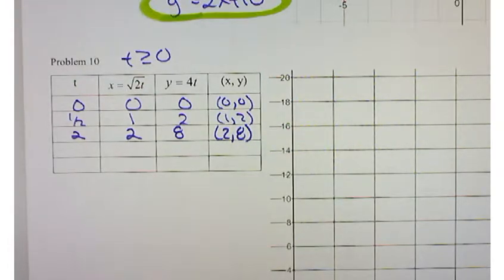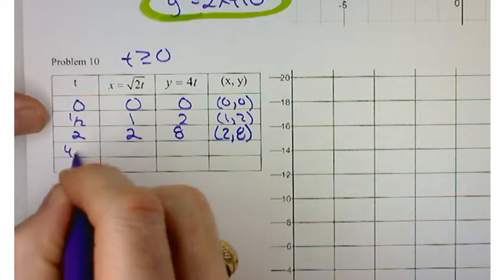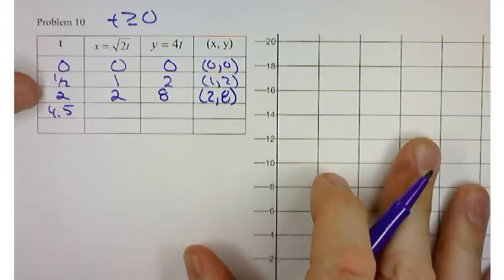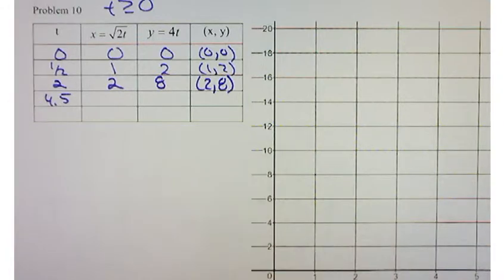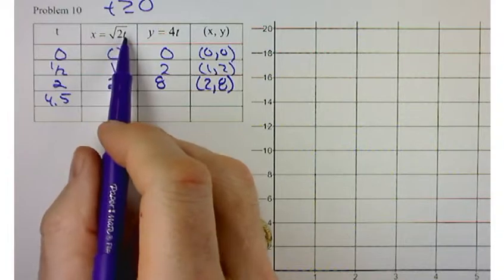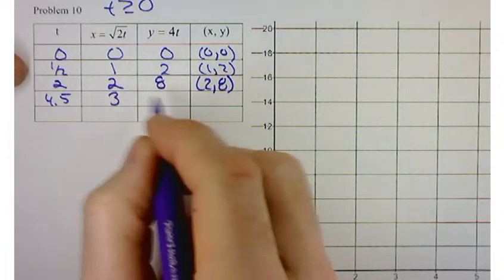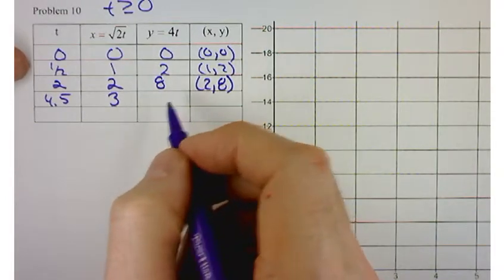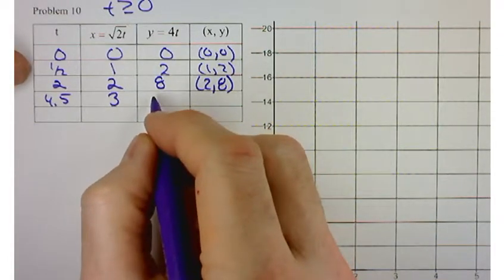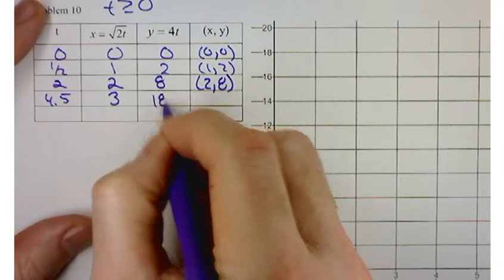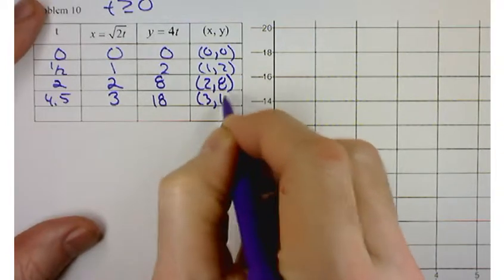And I suppose the next one up from that would be, say, 4.5. What's this line going to look like for 4.5? Square root of 9 is 3. And 4 times 4.5 is going to be, what, 20? No, 18. 18? Yeah, 18. So 3 and 18.